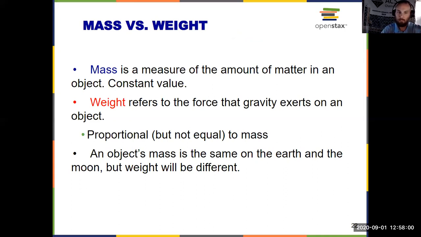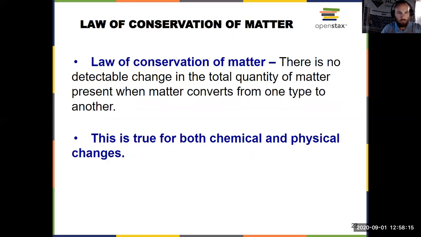Okay, so an object's mass is constant no matter where you are. It's something that you measure with a balance, okay, proportional to a standard. Weight will change depending on where you are because it's based on the force of gravity. And that brings us our first law, okay? The law of conservation of matter. And this is something you do have to know. Law of conservation of matter: no detectable change in the total quantity of matter present when matter converts from one type to another.